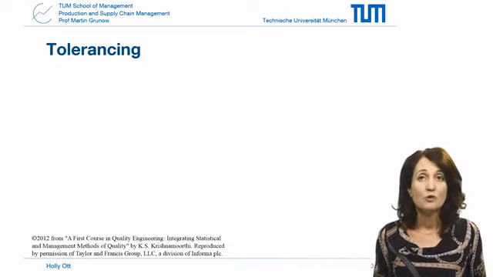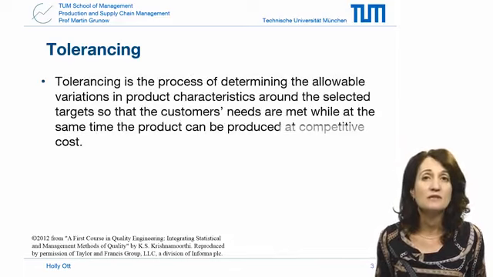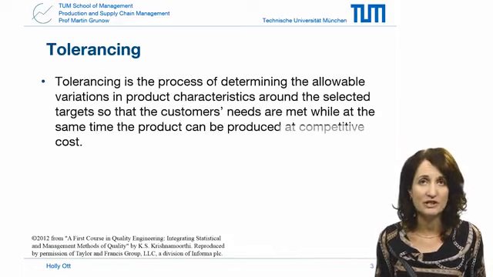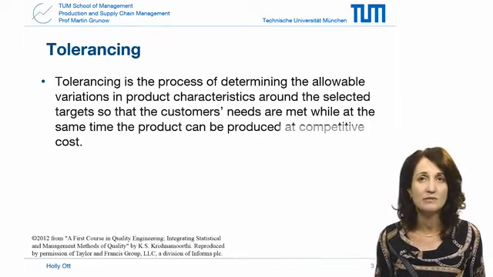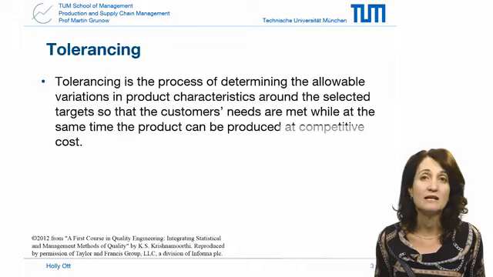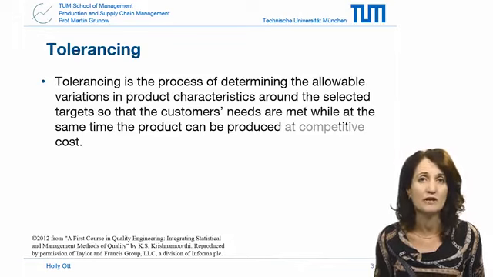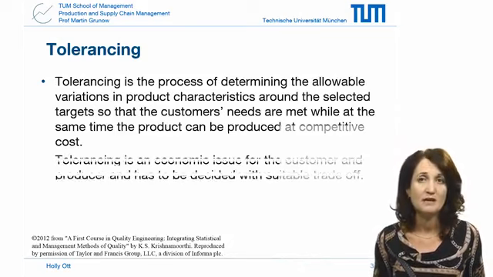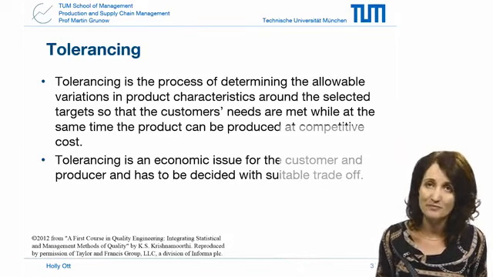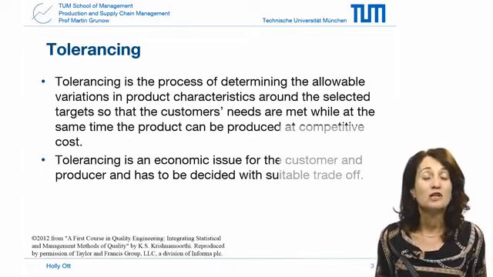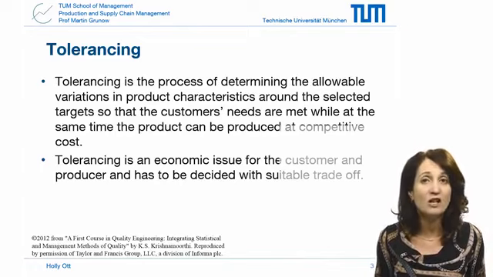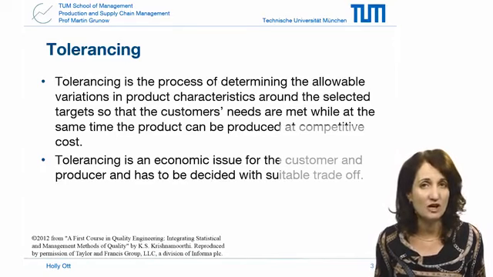Tolerance design, or tolerancing, is the process of determining the allowable variation in a product characteristic around selected targets, so that the product can be produced at a competitive cost while meeting the customer's needs for limited variability. And here we're recognizing that the variability in a part or product characteristic is unavoidable, but should be kept within limits. Now this creates for us an economic problem. For a producer, having lower variability or a tighter tolerance means an increased production cost.